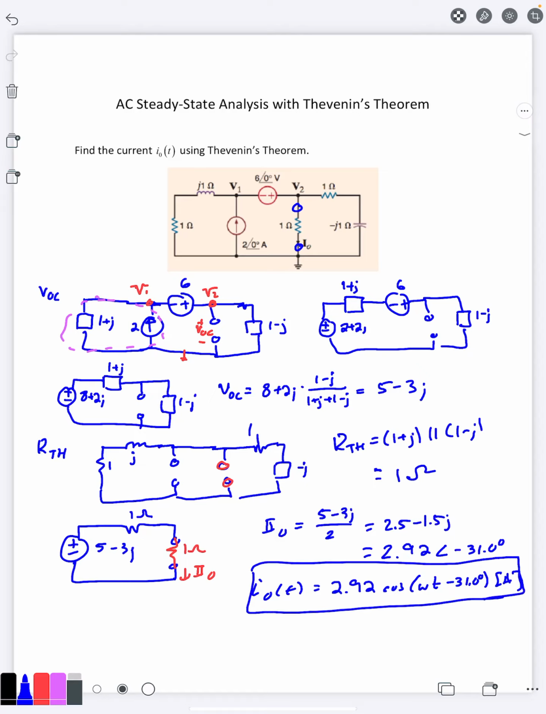So again, it's about the same amount of work as some of the other ones. The main point of this video, though, is to show you that Thevenin's theorem, along with everything else we've been doing, all works with phasor notation.